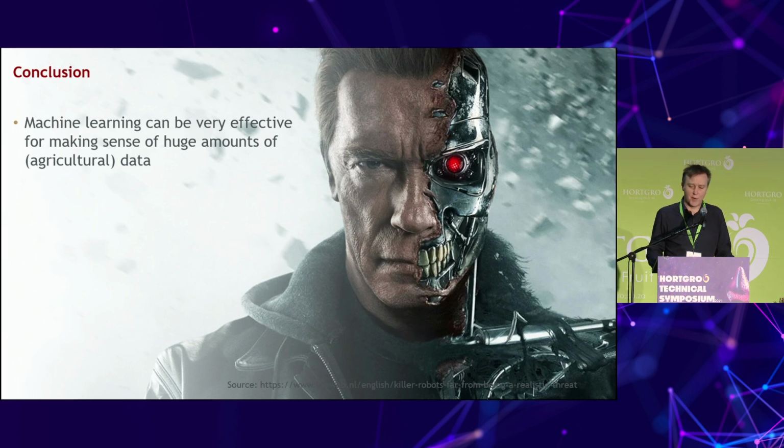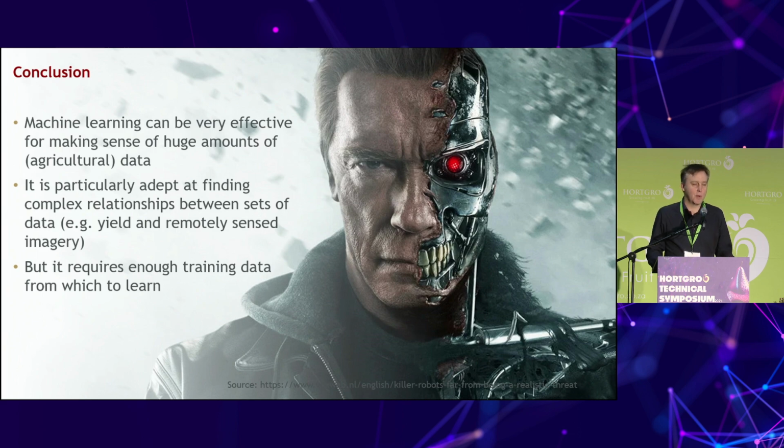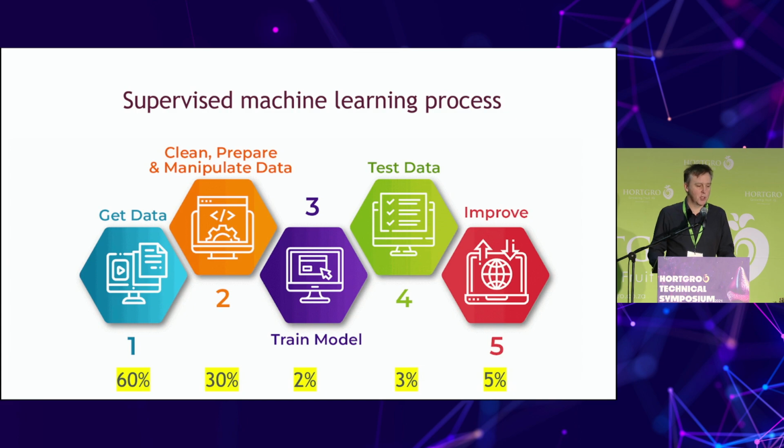So the conclusion with 45 seconds left is that machine learning can be very effective to make sense of huge amounts of agricultural data. It's particularly well adept at finding relationships between disparate data sets, and especially if, for instance, yield versus remotely sensed data. But it requires enough training data, and that's been the problem in the fruit industry for a very long time. Unfortunately, now with the data co-op, we're solving that problem. We'll soon have enough data to do proper machine learning.